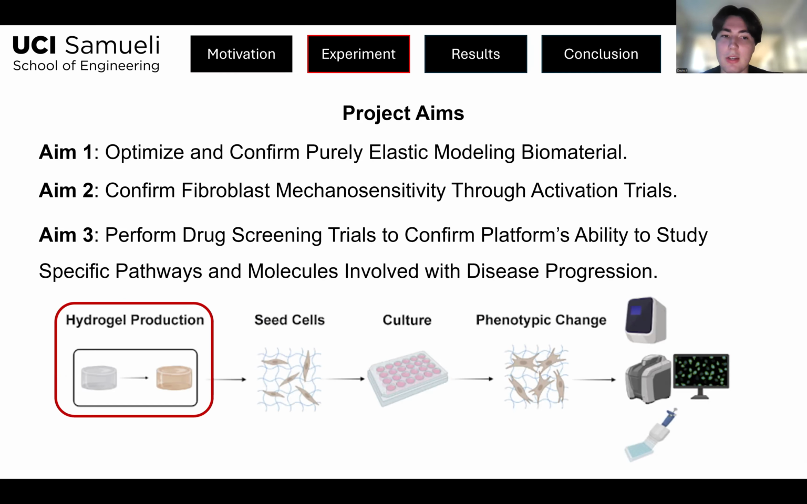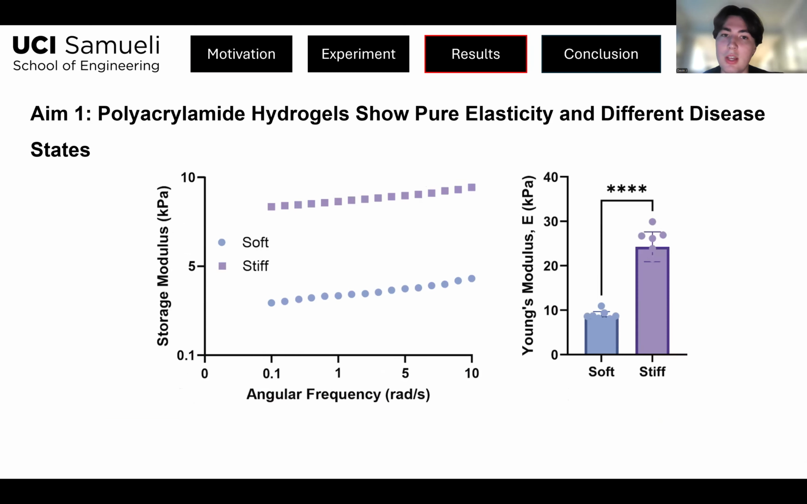This is the experimental timeline. We'll first discuss the hydrogel portion. Now, for the hydrogel, we had different stiffness hydrogels that we did an angular frequency sweep on. This then gave us the storage modulus, and based off its linear behavior, we could assume pure elasticity. We then multiplied the average of the storage modulus for each gel by 3. This then gave us the Young's modulus, which is the stiffness the cells experience. The two gels we used were a stiffness of 8 kilopascal and 24 kilopascal.